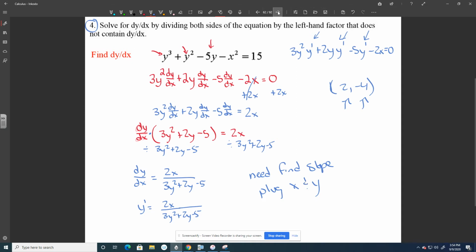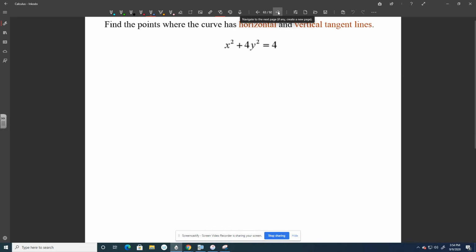Okay, so let's just do examples here. Find the points where the curve has horizontal and vertical tangent lines. We've done quite a few problems like this before.